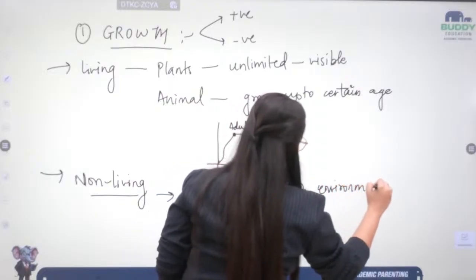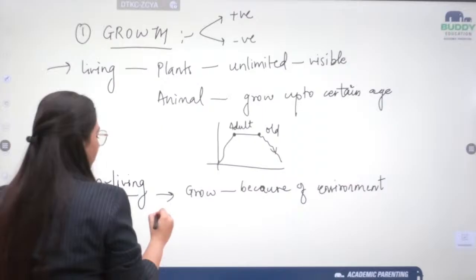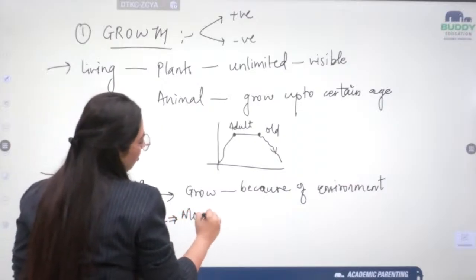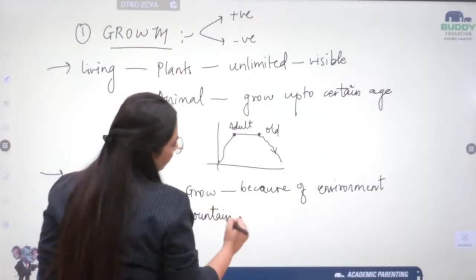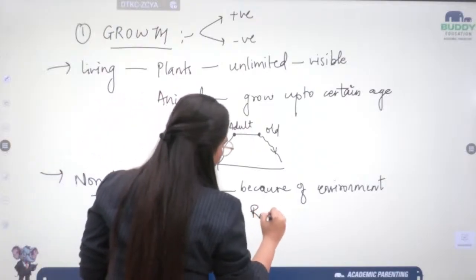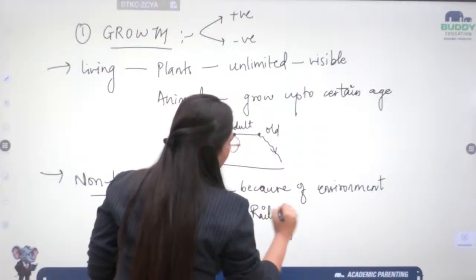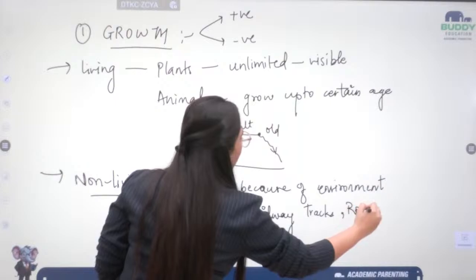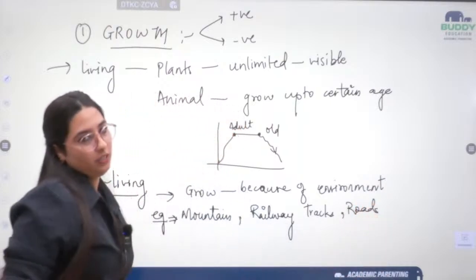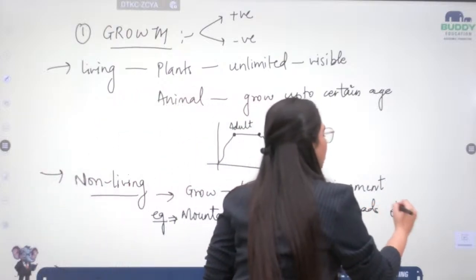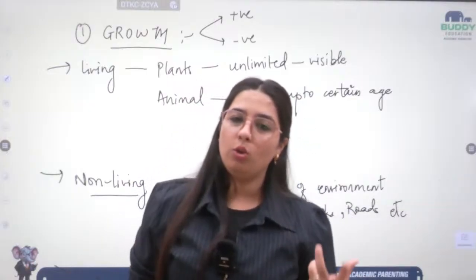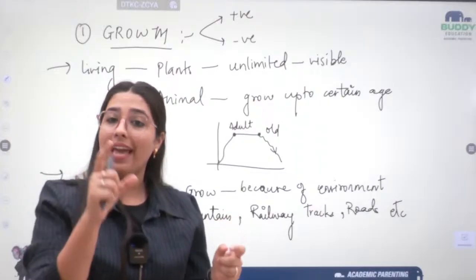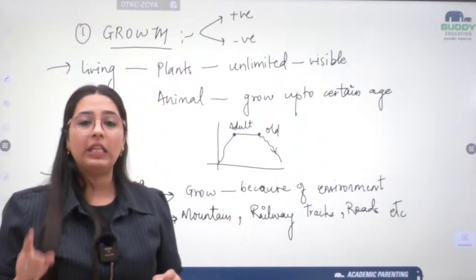Because of environment. Like for example, if I give an example here, it's like mountain. Then with mountain, we have railway tracks. Then we have roads, etc. Let's keep etc. there. Okay, so growth is for both living as well as non-living. It is a characteristic feature, it is not a defining feature.